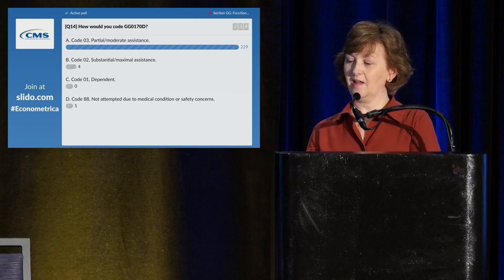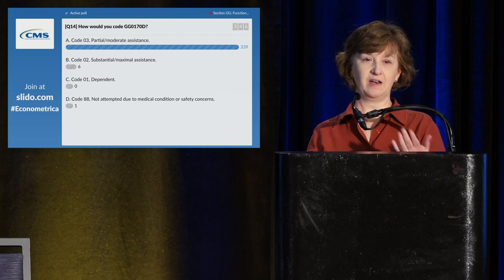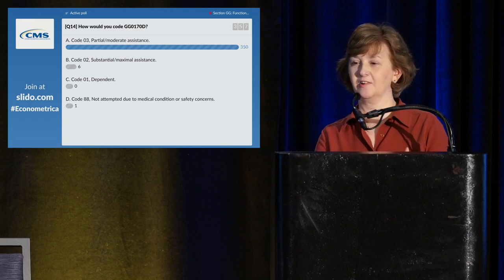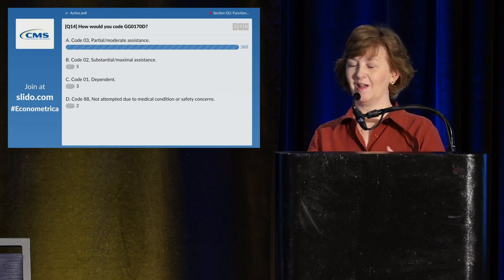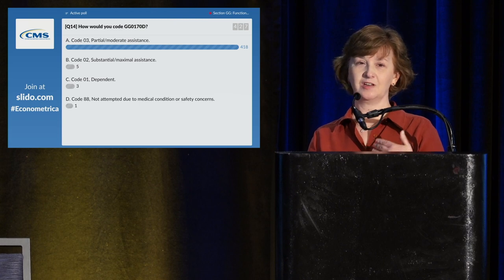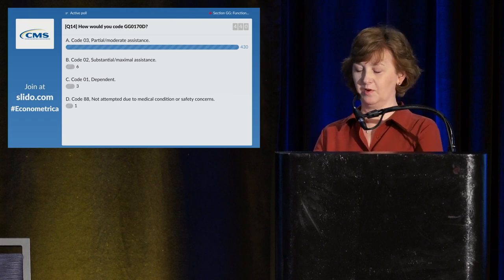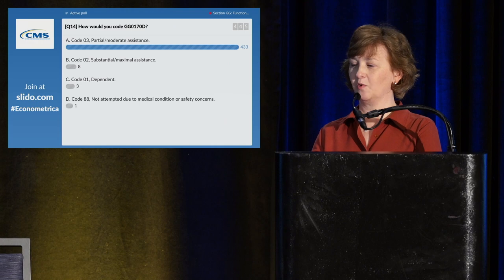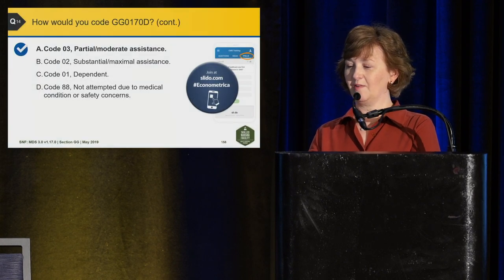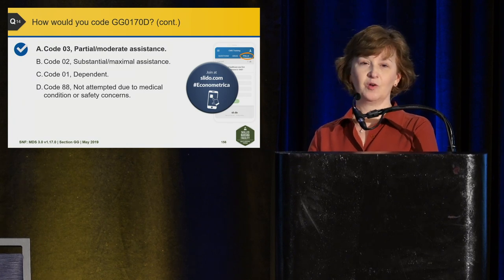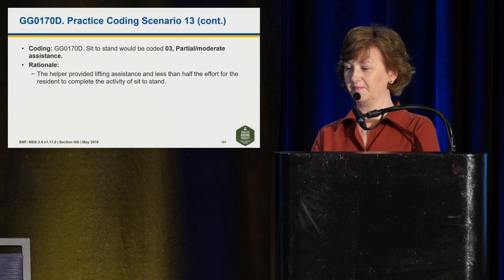So it looks like a fair number of people are coding 3. Looks like a couple of people coding 2. So again, more than half of the effort being the helper providing more than half of the effort would be a 2. If the patient is putting in more than half of the effort, it would be a level 3. So we'll go ahead and see what the correct response is. And so as you can see, the correct response is indeed 03, which most of you did code.